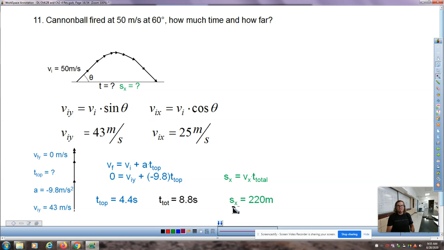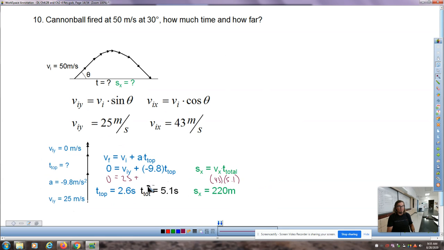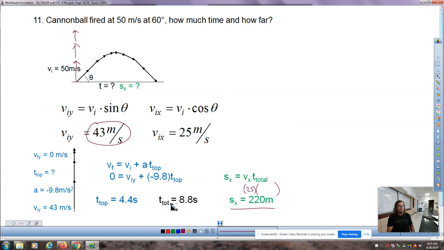Well, not exactly. We notice that the distance came out to be the same because even though our speed in the X direction was less, remember last time the X direction speed was 43, now it's only 25. So how could something possibly go as far if it's got less speed in that direction? Because it's got a larger velocity in the vertical direction, it's in the air longer. So therefore, it has enough time to end up getting to the same location. And so a total time of 4.4, as opposed to 5.1 for the last one, a total time of 8.8 for this one makes up for it, and we end up with the same position. We'll talk more about that in a second.